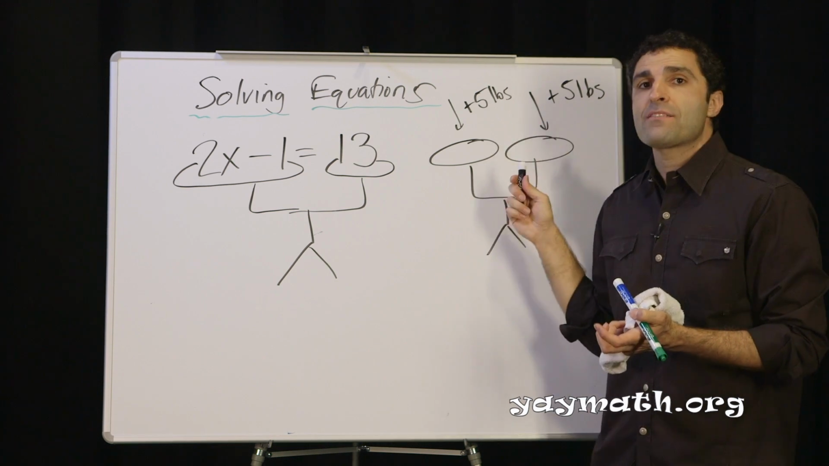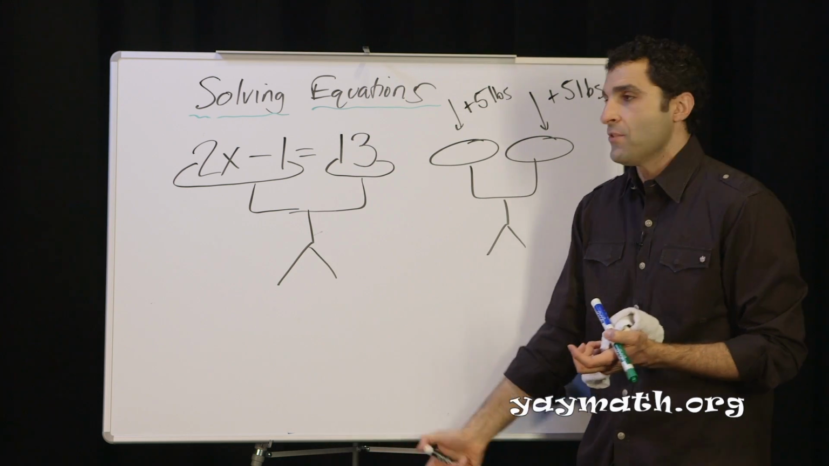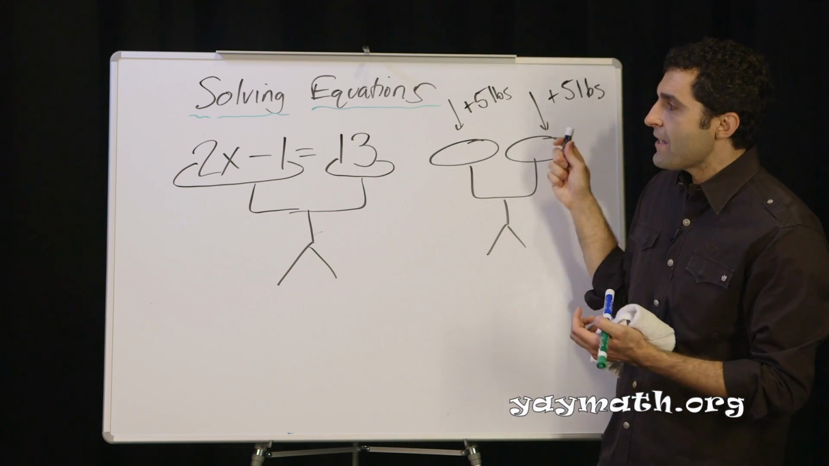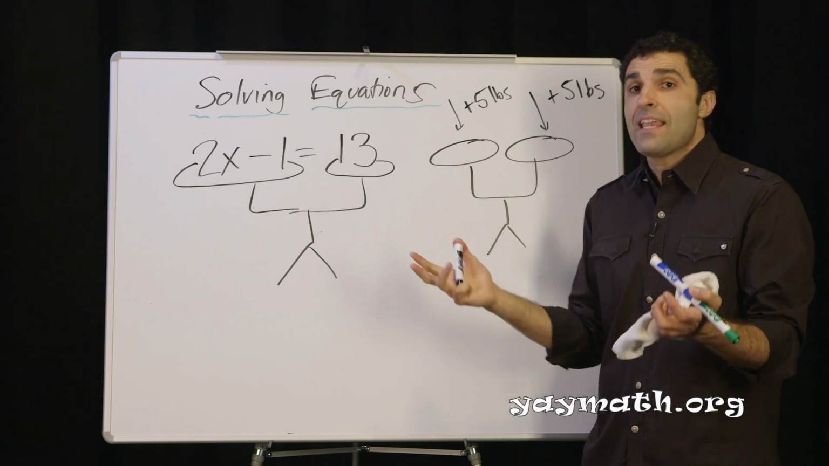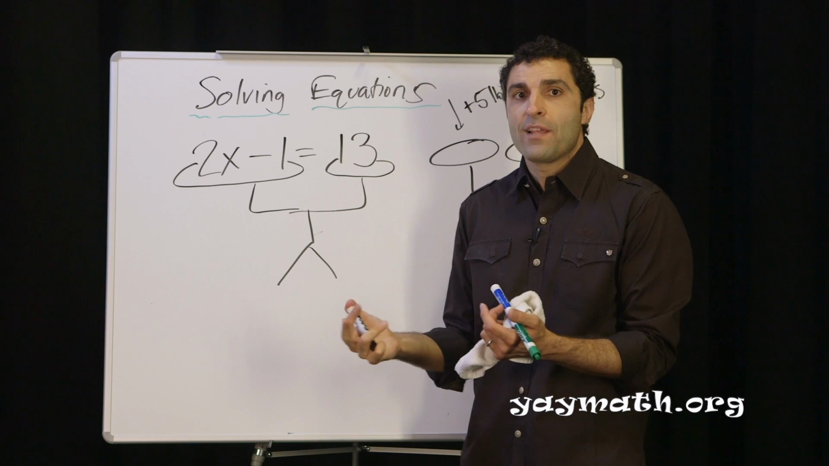You could add 5 pounds to both sides. You could subtract 5 pounds from both sides. All those math properties that we did. You can divide the weight by half. As long as you do it to both sides, then it's going to be the same. And that's what we're allowed to do basically for the rest of our lives, doing algebra.